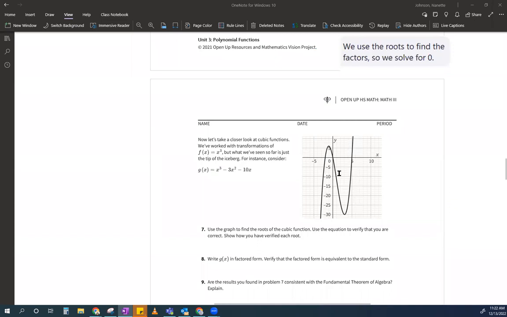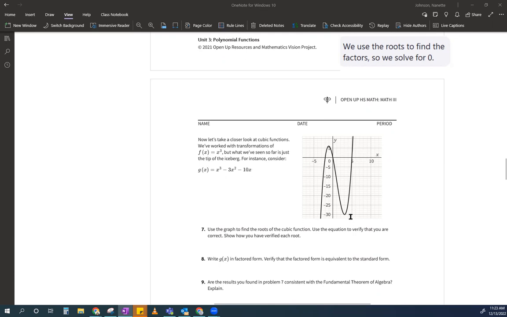Okay. So how does all of what we talked about apply to cubics? It's the same thing. What does that mean, Ms. Johnson? Oh, let me show you. Okay. So now let's take a closer look at cubic functions. We've worked with the transformations of x cubed, but what we've seen so far is just the tip of the iceberg. For example, consider this: x cubed minus 3x squared minus 10x.